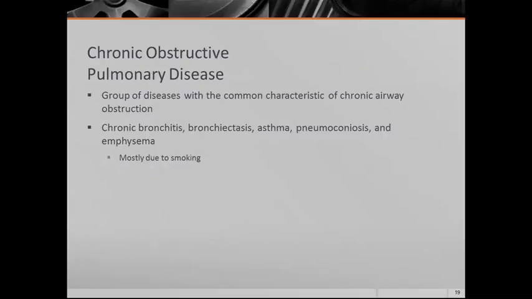Chronic obstructive pulmonary disease is a group of diseases with common characteristics of chronic airway obstruction. In this classification, we have chronic bronchitis, bronchiectasis, asthma, pneumoconiosis, and emphysema, most commonly due to smoking.